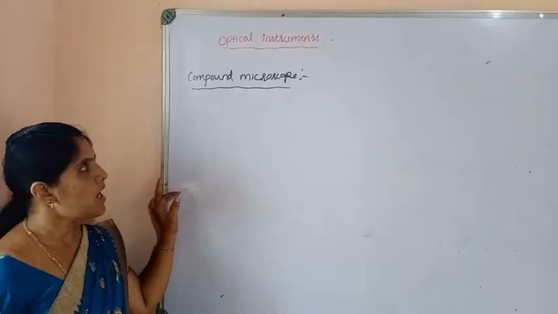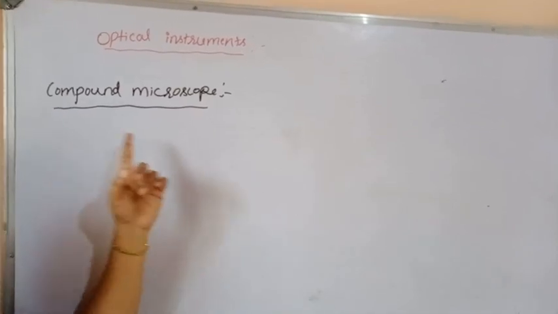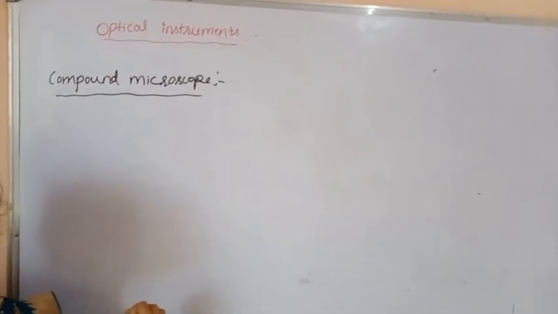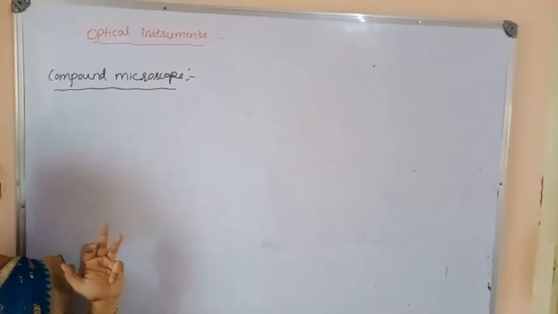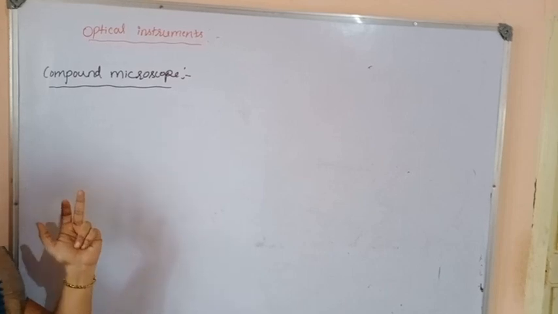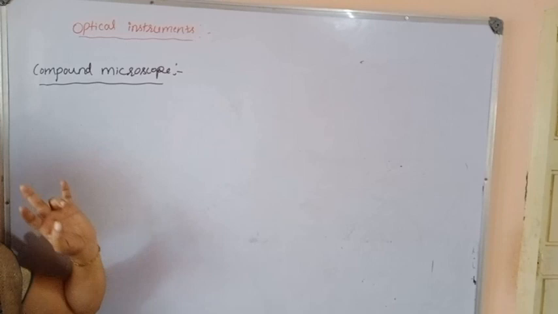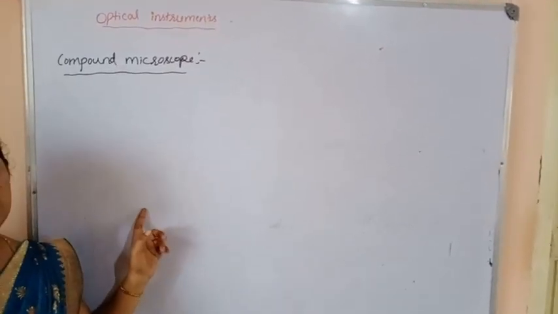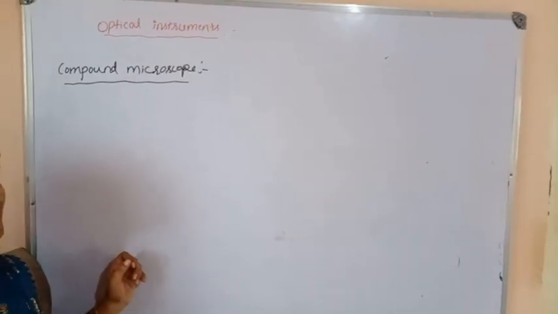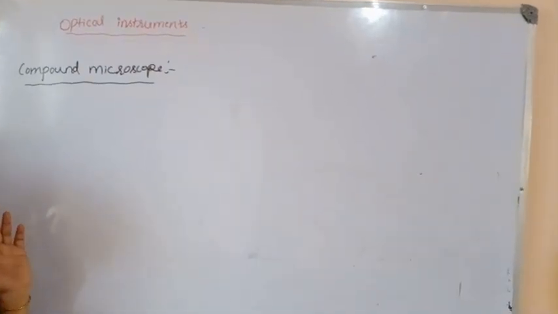Is it clear? Now we discuss the compound microscope. The simple microscope consists of only one lens, but the compound microscope consists of two convex lenses. One is called the objective and the other is called the eyepiece. Here, the objective lens has small focal length and small aperture, and the eyepiece has large focal length and large aperture.